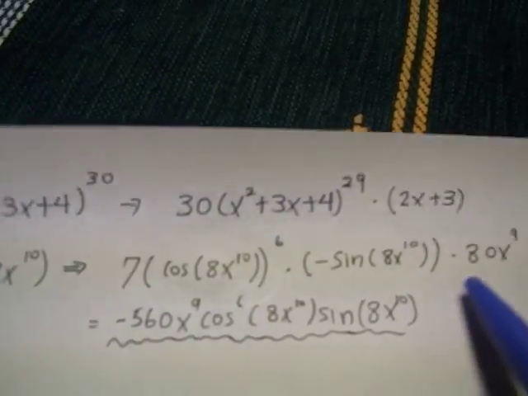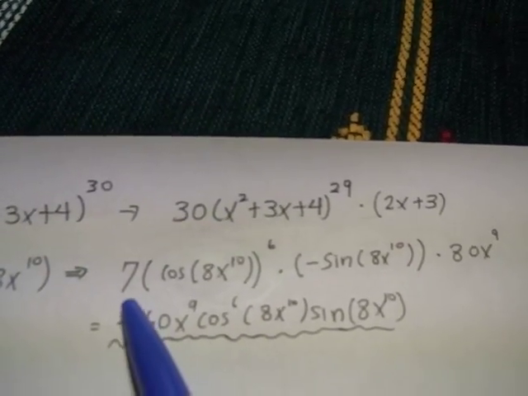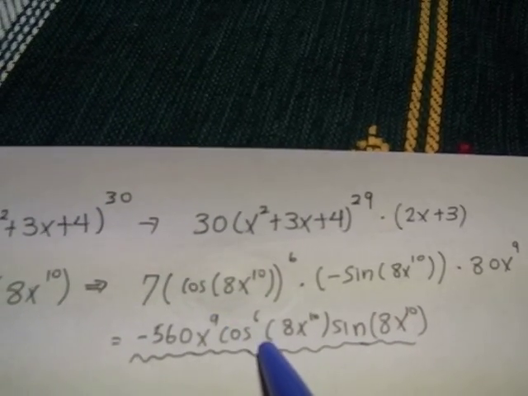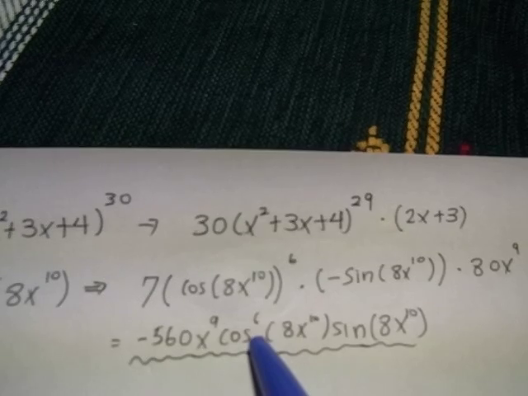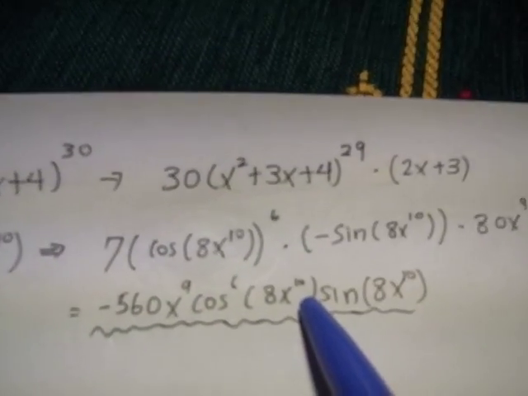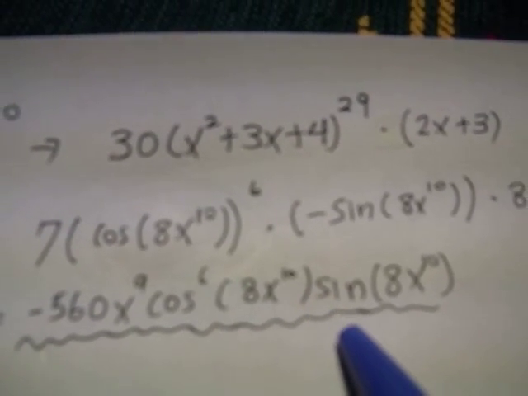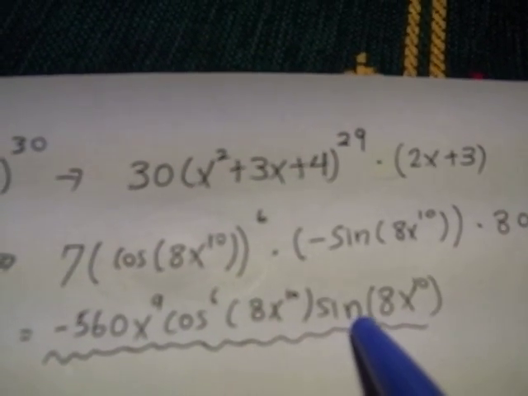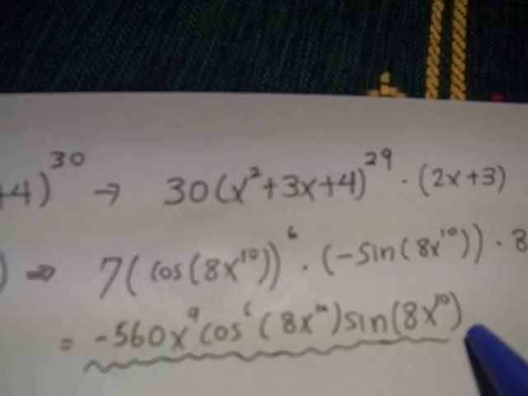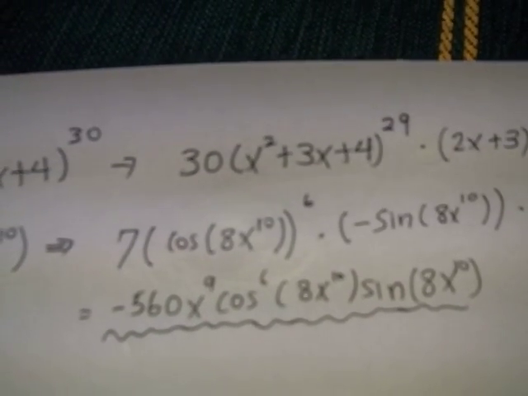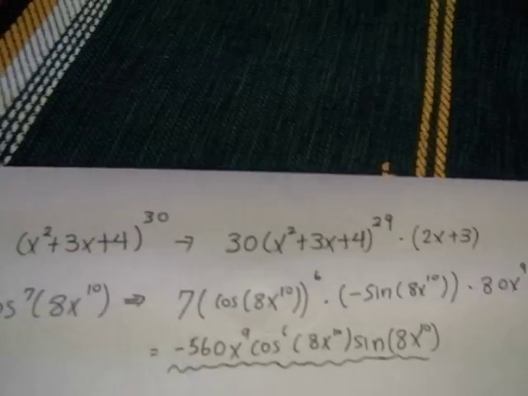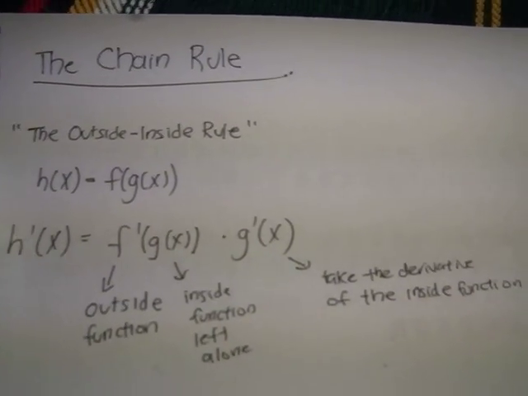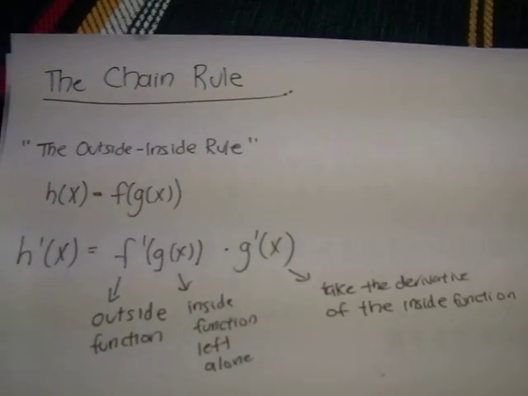So simplifying this, multiplying this by this, that will give us negative 560 x to the 9th power times cosine to the 6th power of 8x to the 10th power times sine of 8x to the 10th power. And that's it for the chain rule. I hope you understood, and as long as you remember it as the outside-inside rule, it's pretty much simple.